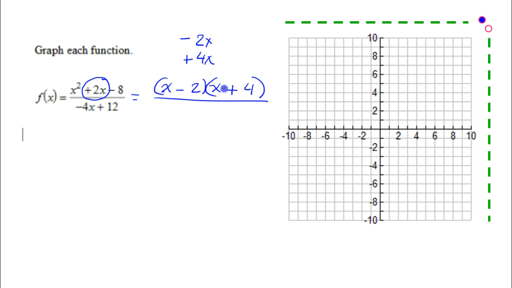So that would be like this. That will give me the negative 8 that I want. Negative 2 times positive 4 is negative 8. So this is how you factor that.